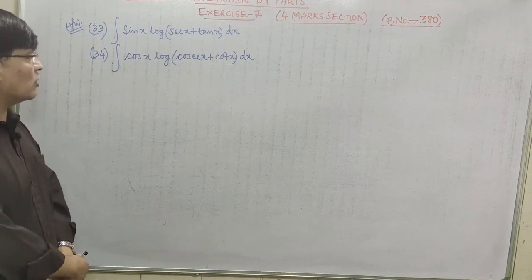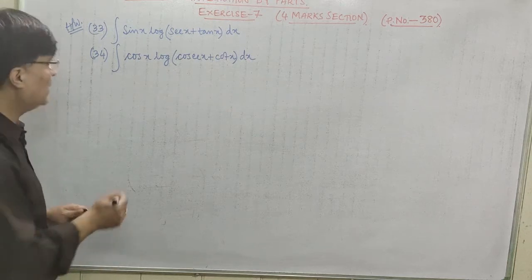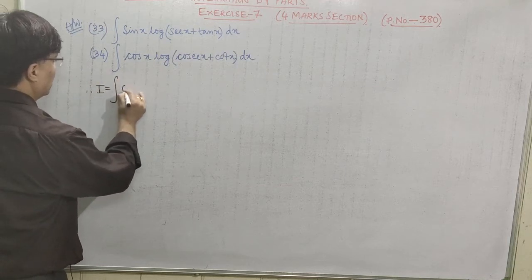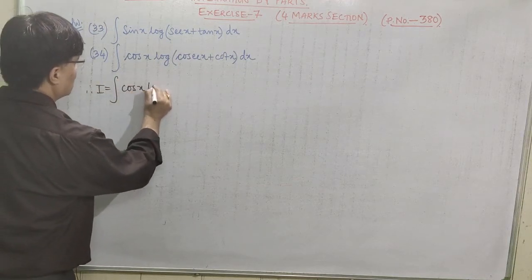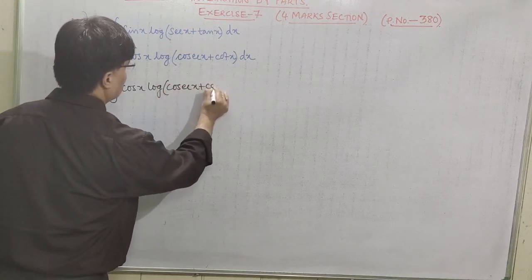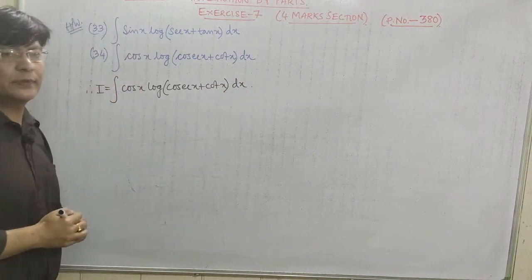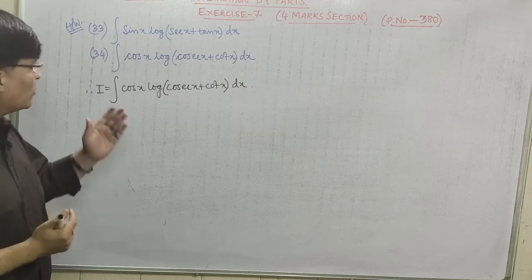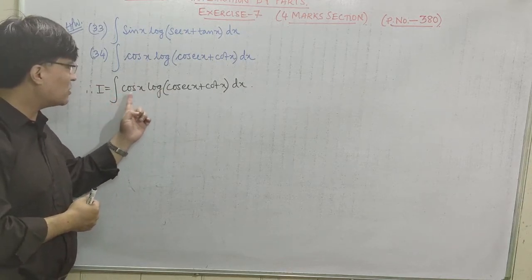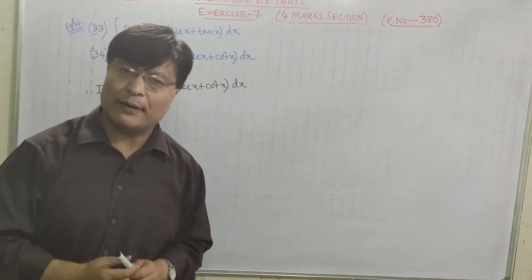That is integral of cos x into log of cosec x plus cot x, bracket close, dx. Okay, so let us first write I is equal to integration of cos x log of cosec x plus cot x, bracket closed, dx. Now how can you evaluate this integration? This is also integration of the product of two different functions. That means you have to use integration by parts.